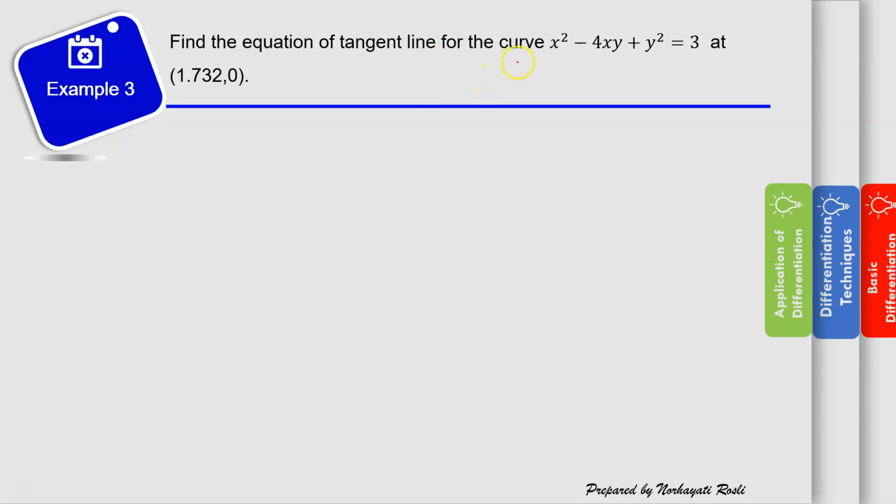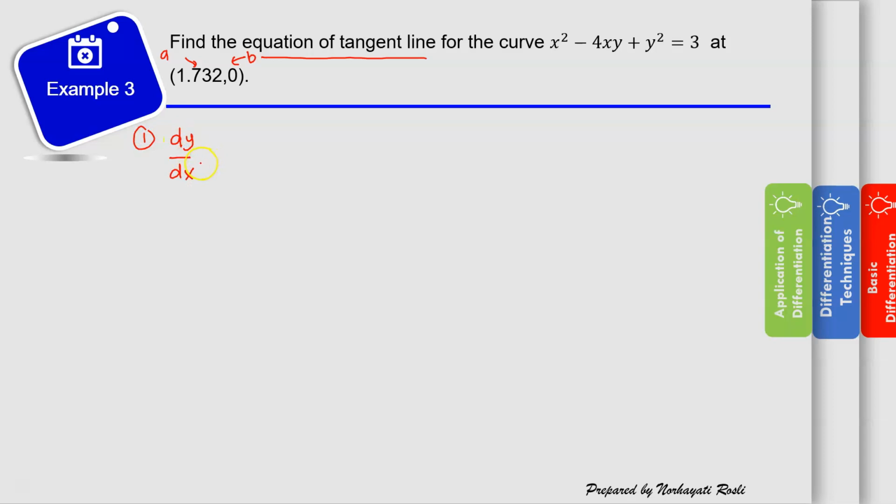This question asks us to find the equation of the tangent line for the curve x squared minus 4xy plus y squared equal to 3. Now we have a point (1.732, 0). Remember, this one is our A and this one is our B value. Okay, our first step, we need to find dy dx first.